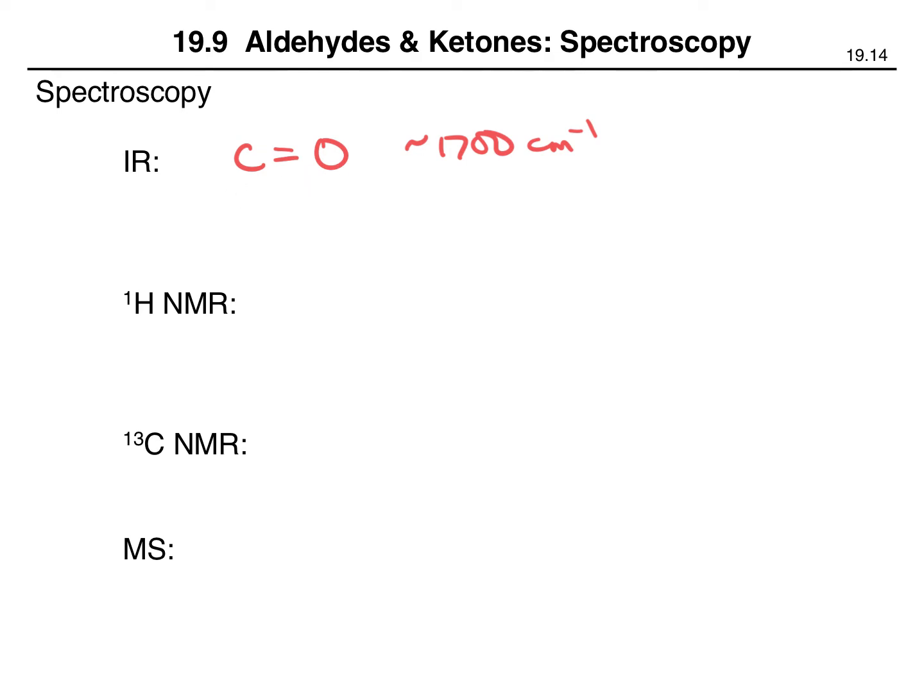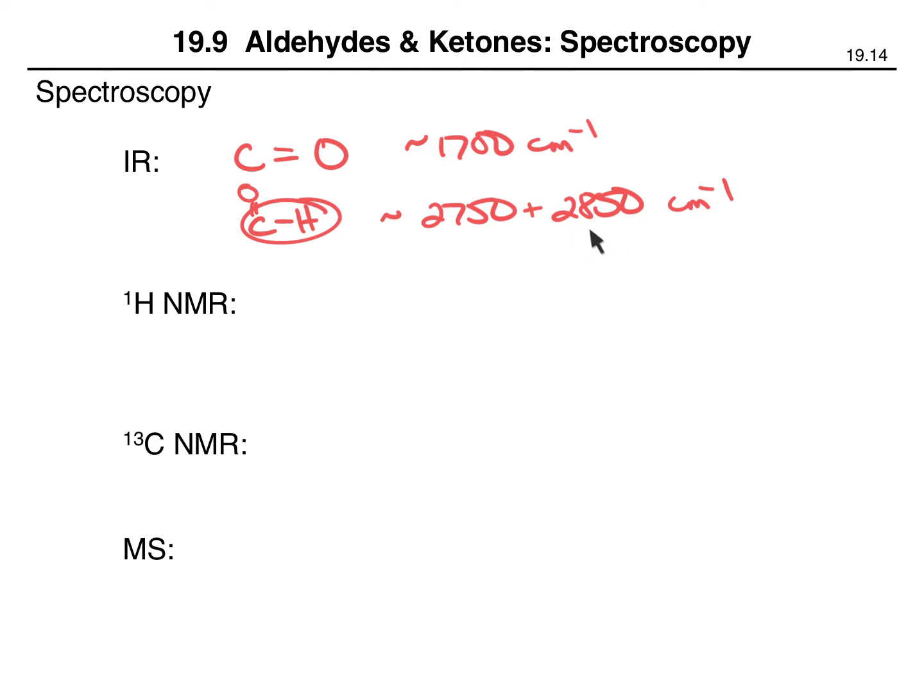For an aldehyde, you will have the carbonyl, but in addition, you will have the aldehyde CH. Now keep in mind, even though what we're talking about is an sp2 hybridized carbon connected to a hydrogen, an aldehyde is a special case, and so this absorbs, it's typically two peaks, around 2750 and 2850 inverse centimeters.